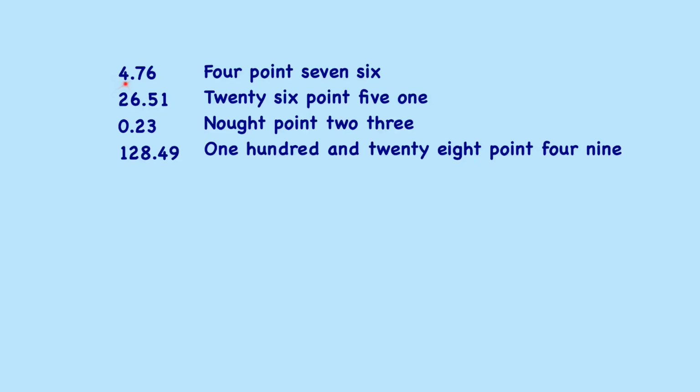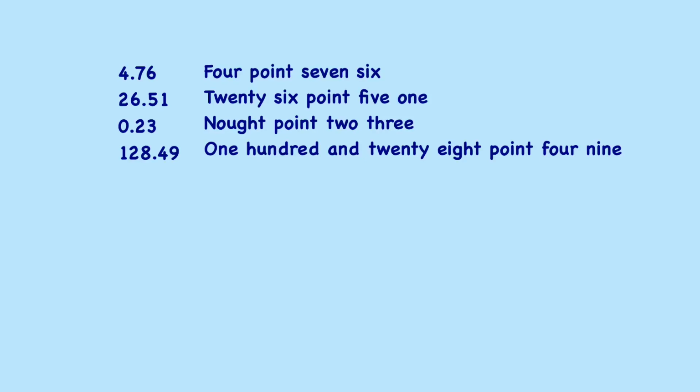Let's look at some more decimals. So here we have 4.76, 26.51, and notice how after the decimal point I'm saying each individual digit. I'm not saying twenty-six point fifty-one, I'm saying twenty-six point five one. That's to show the difference between the tenths and the hundredths. And then here I have 0.23 and 128.49.